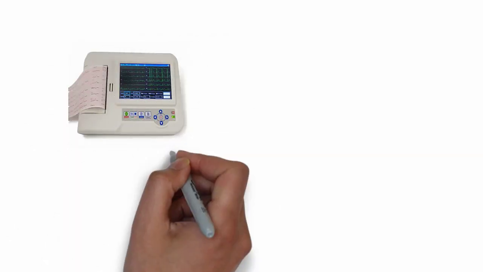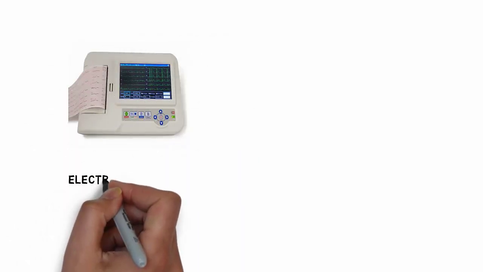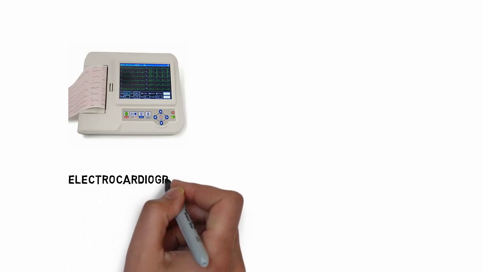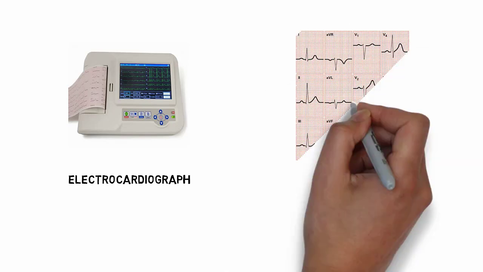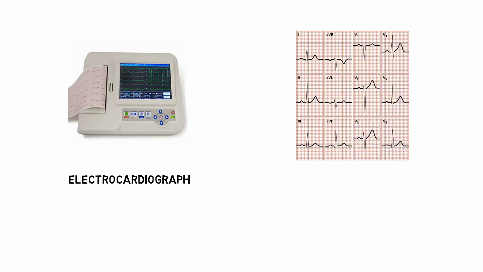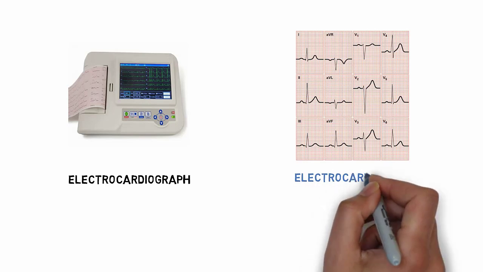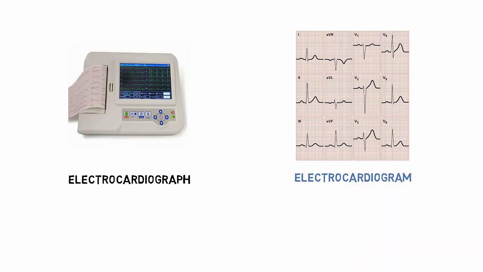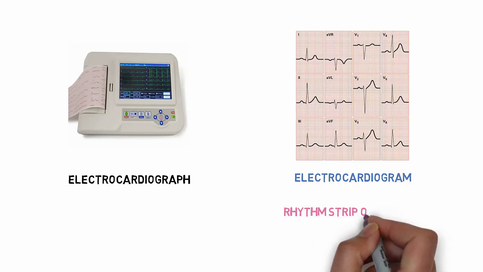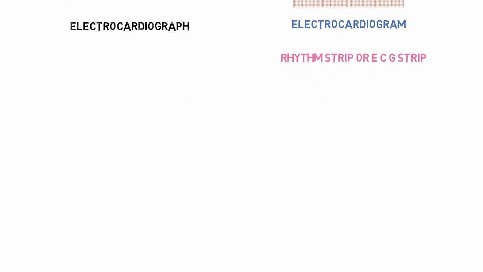What is the difference between the electrocardiograph and electrocardiogram? Electrocardiograph is a machine used to identify the electrical activity of the heart by identifying and analyzing the electrical signals by placing different leads on the skin surface of a patient. On the other hand, the term electrocardiogram means the graphical representation of the electrical activity of the heart. It is also called as rhythm strip or ECG strip.